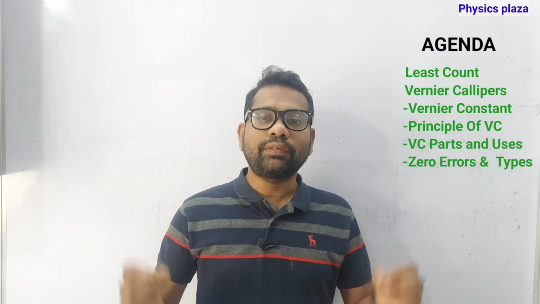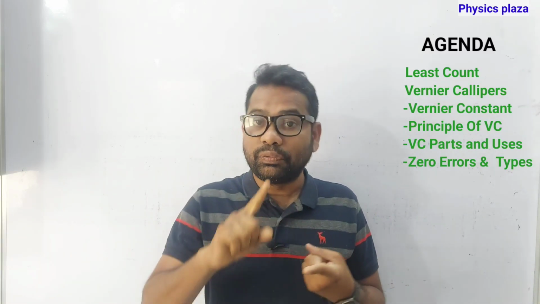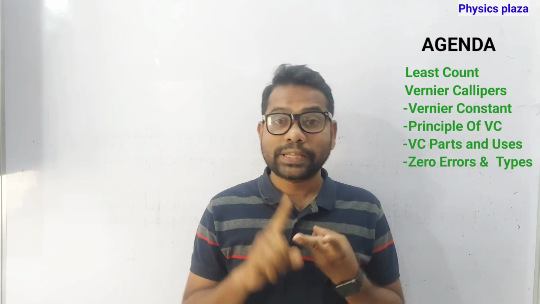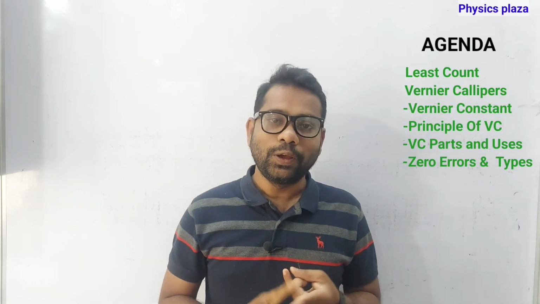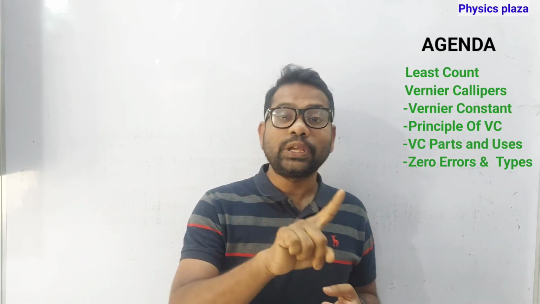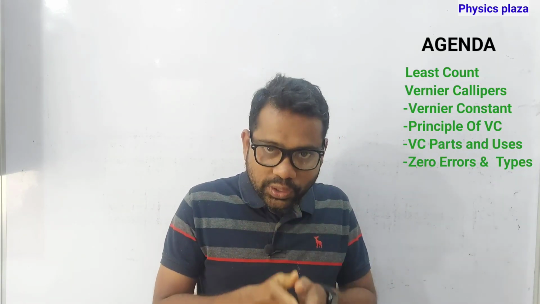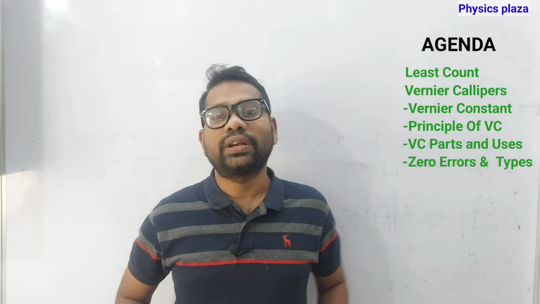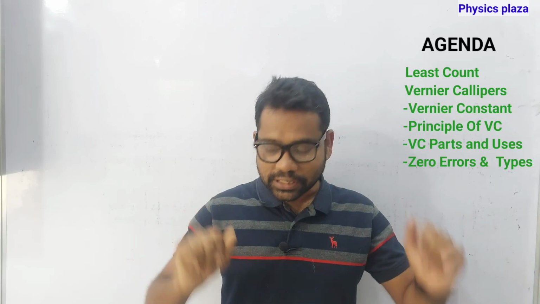Usually in examinations, if they want to test you on the Vernier calipers, either they ask about the Vernier constant, or the second option is they ask about the applications of different parts of the Vernier calipers, or the third option is what, children? Zero errors. There we will be discussing what a positive zero error is and what a negative zero error is. So these are the main topics which we are going to discuss today.